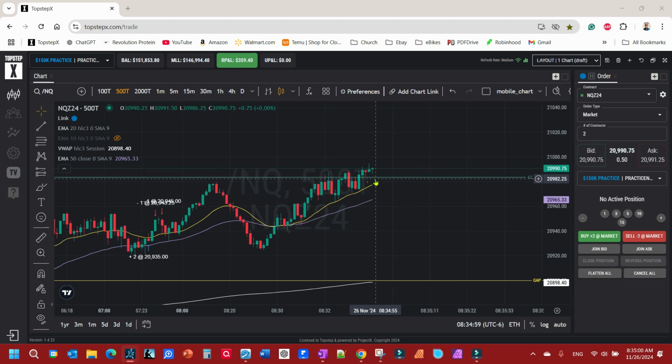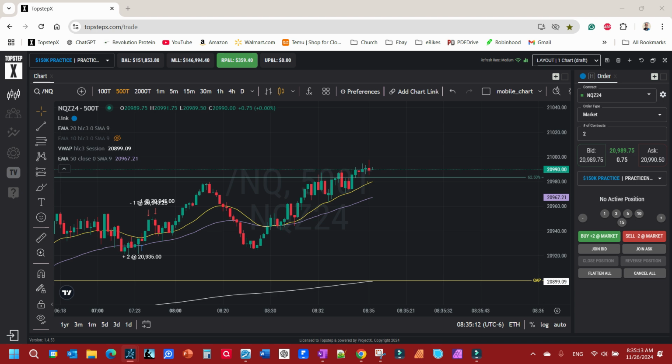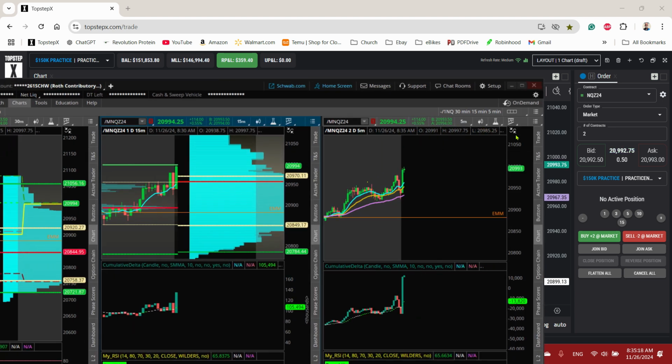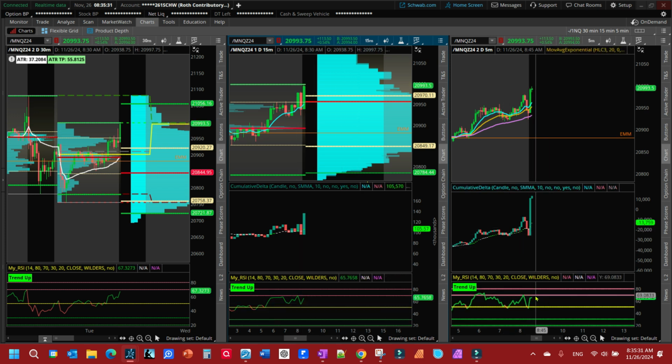Seeing how it's interacting with that fib level there. So when cumulative delta is this far away from the moving average, I know it's going to come back down at some point. So I'm not getting in right now. RSI is up here about to get to the extremes. I'm not getting in because I know that sucker's coming back down at some point.